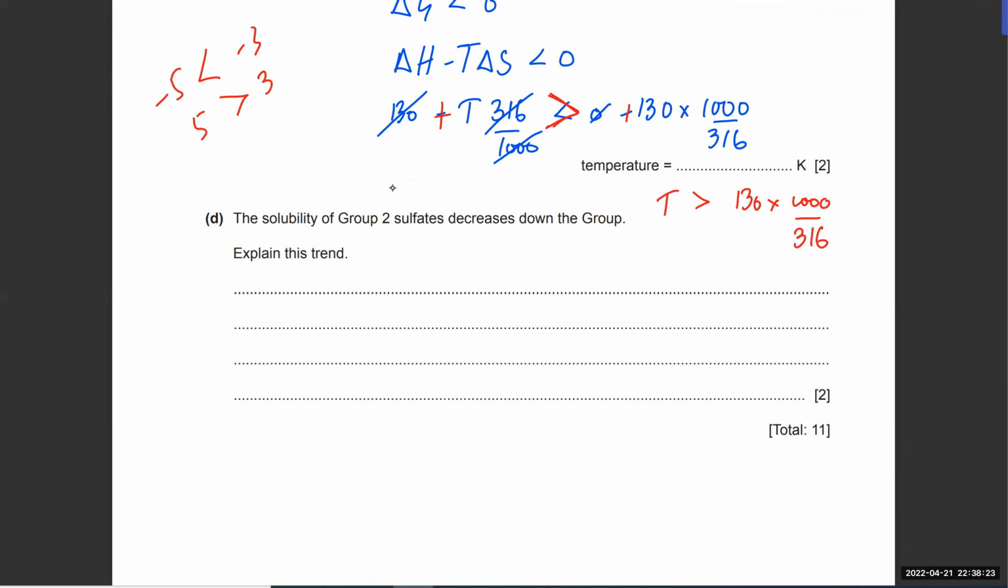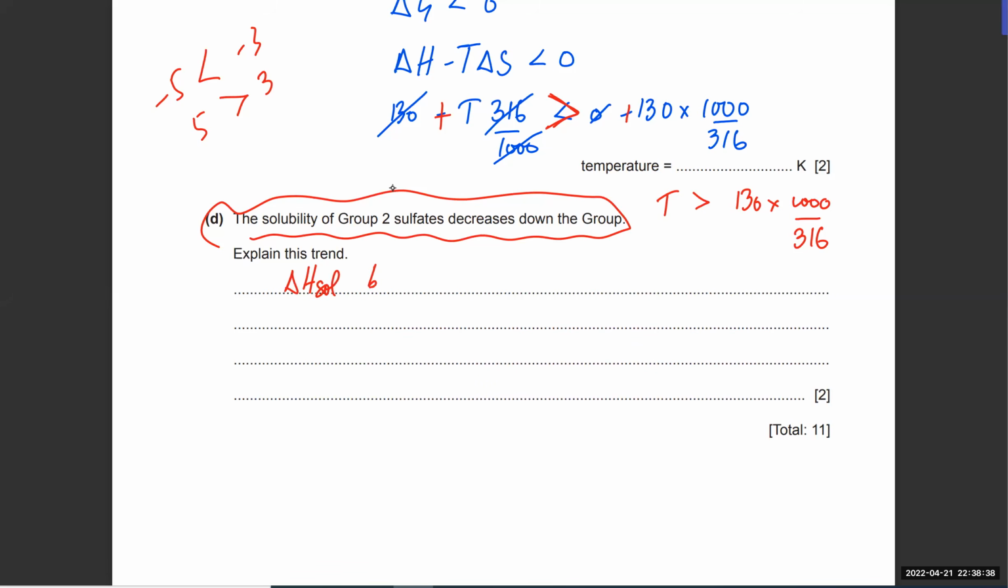Again, a question. I've just memorized this one. This is a typical question. Why does the solubility of sulfates decrease down the group? So down the group, you're going to write that delta H, since the solubility is decreasing, delta H solution becomes more endothermic. They've already told you that it decreases, so the reason is 2 marks. So it becomes more endothermic. Why does it become more endothermic? Down the group, the ionic radius increases.